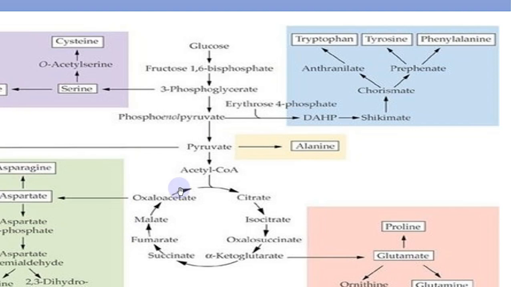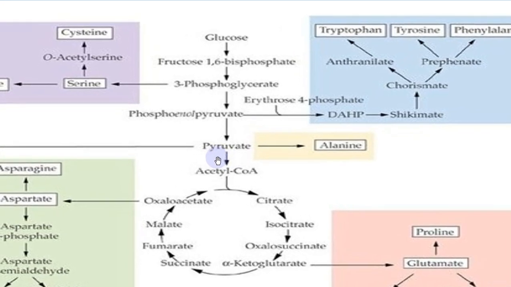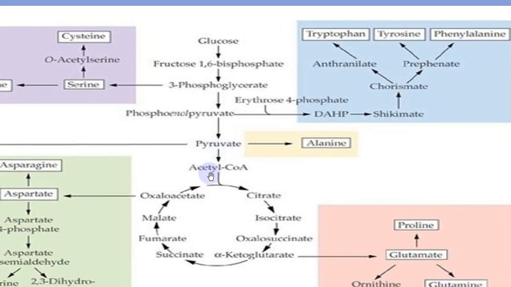Now, glycolysis gives pyruvate, which further gives acetyl-CoA, and this leads to the entrance to the TCA cycle. This is the TCA cycle, with the formation of citrate, isocitrate, oxalosuccinate, alpha-ketoglutarate, succinate, fumarate, malate and oxaloacetate. Now these two, alpha-ketoglutarate and oxaloacetate, get diverted to the formation of amino acids.